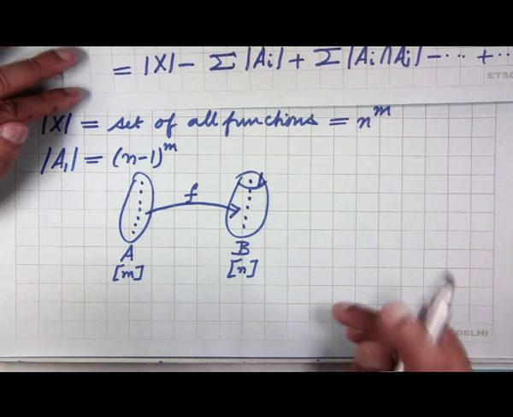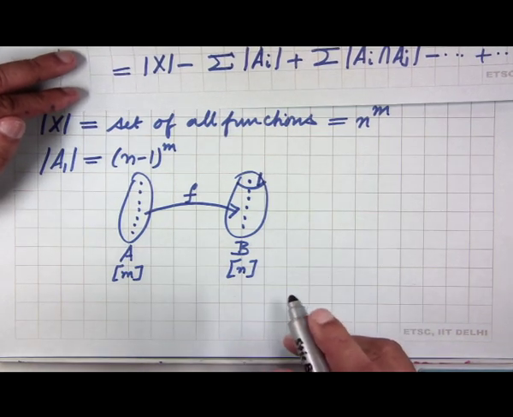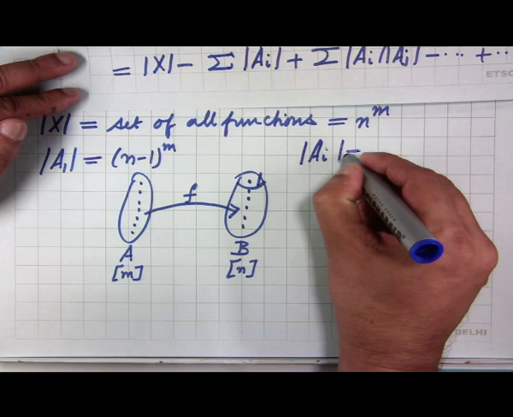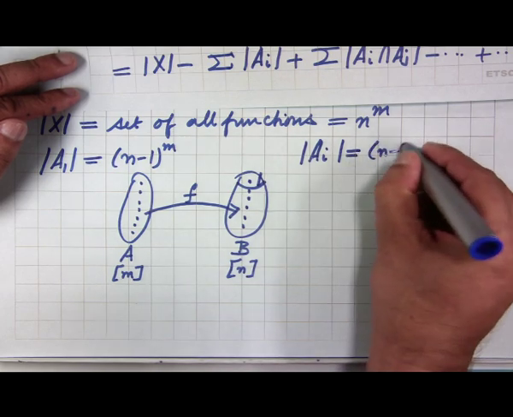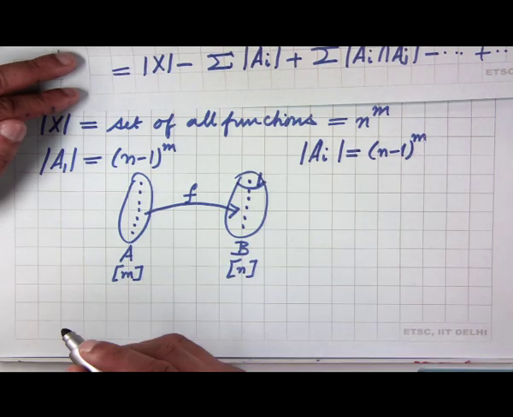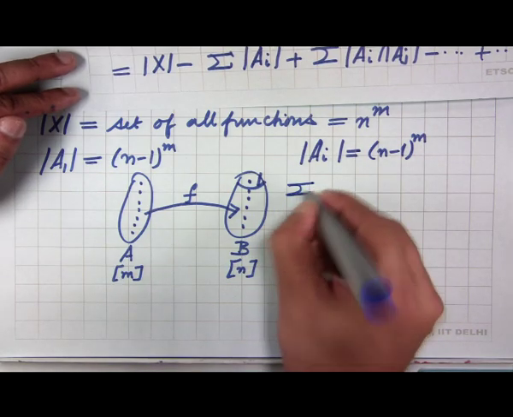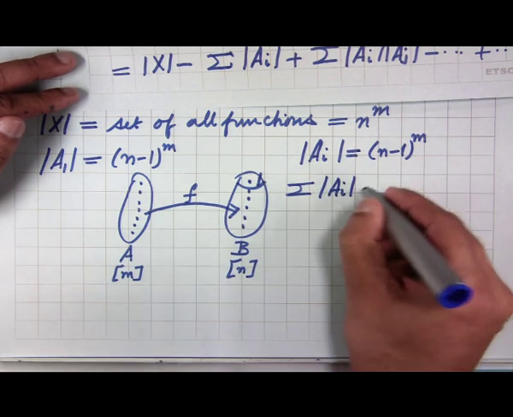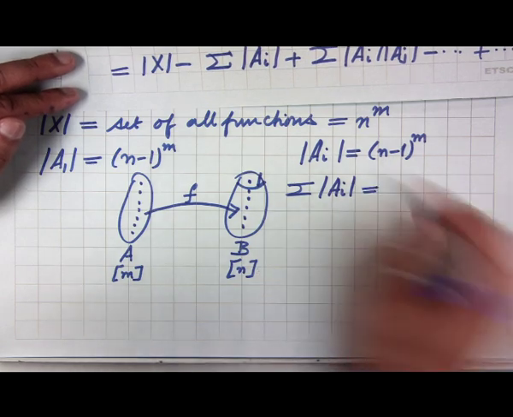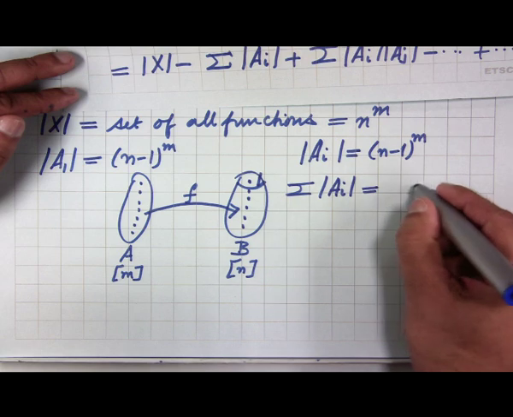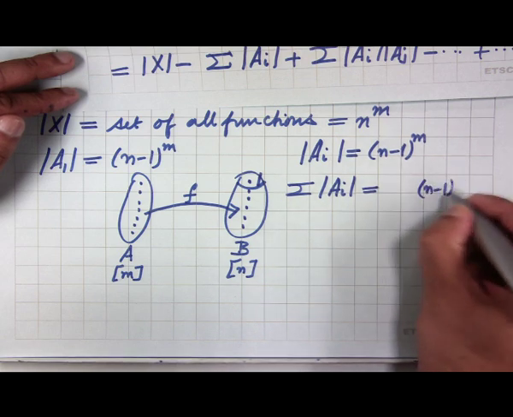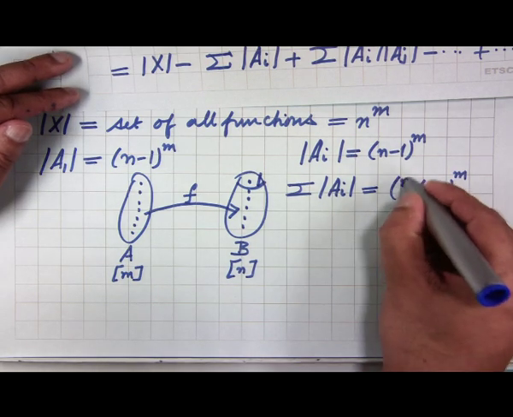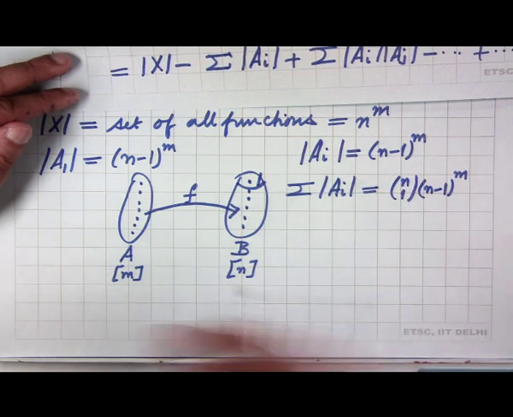As a matter of fact, it doesn't matter which element I've removed. I could argue that for each A_i, the number of elements is n minus 1 to the power of m. And therefore, the contribution to the sum of A_i, taken one at a time, is simply the total number of such sets multiplied by n minus 1 to the power of m. And the total number of such sets is n choose 1, or n, because there are n sets A1 to An.